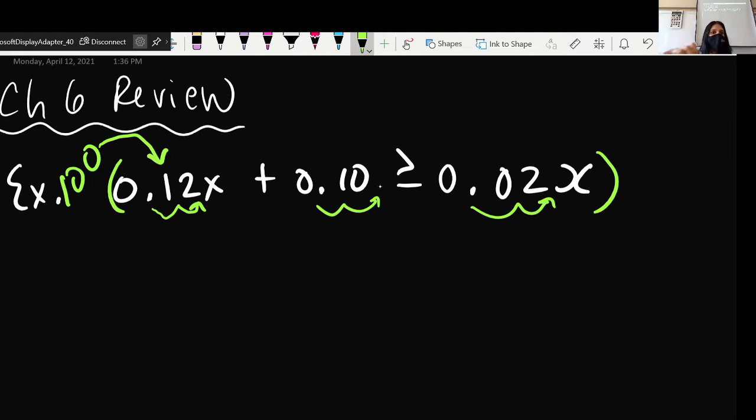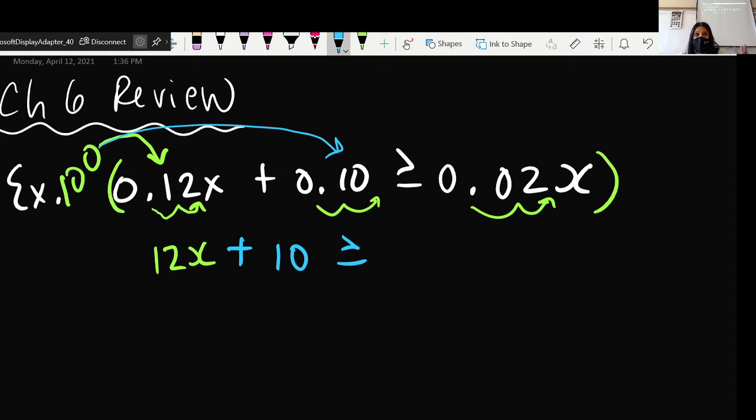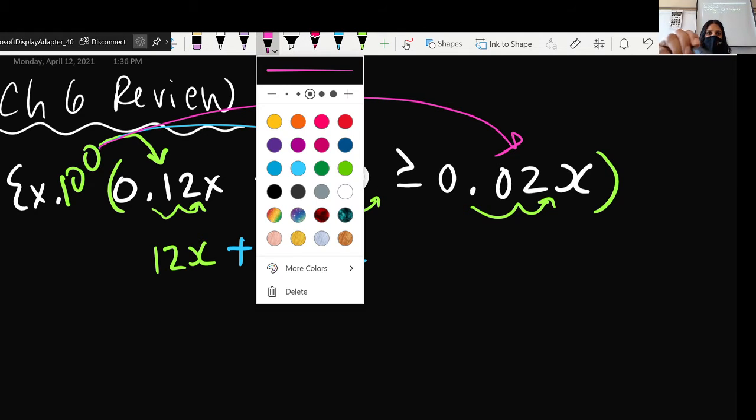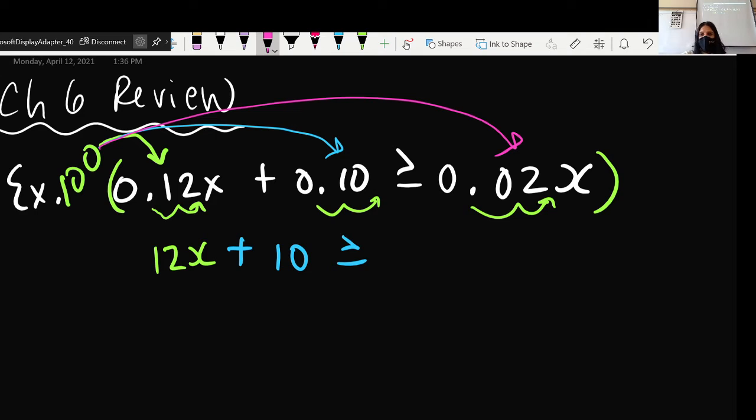So you tell me, what do we get when we multiply this by 100? This becomes 12x. Everybody good with that? Then we go back and distribute it to the second term. What does this term now become after I multiply it by 100? Yes, thank you, Tully. So plus 10. This sign stays the same because we haven't multiplied or divided by anything yet. And then I go back to the 100 and distribute it here as well. What does this become here? 2x. Everybody good with that?